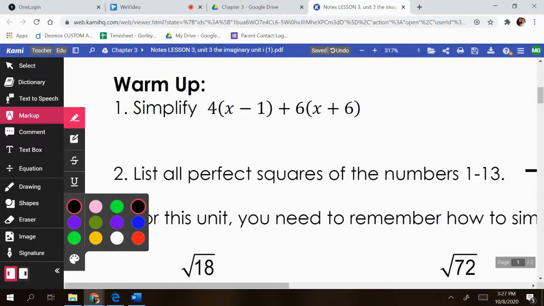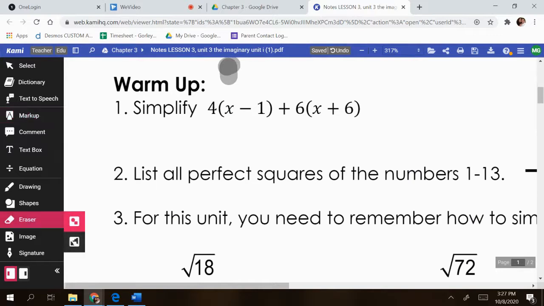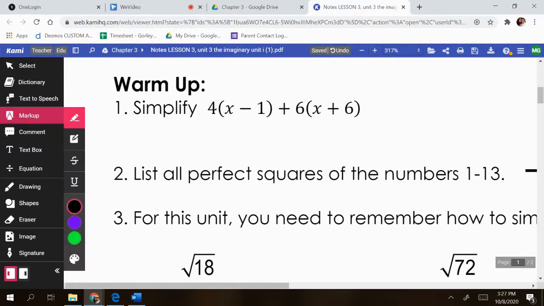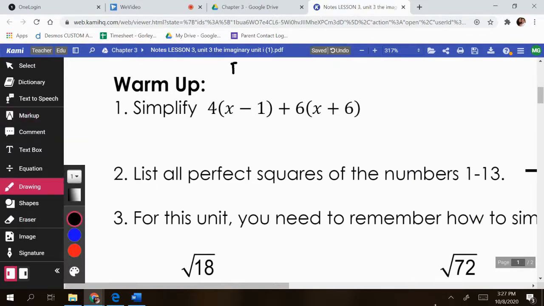Okay, we want to simplify this expression. We want to make sure we're using the correct order of operations. I'm going to use PEMDAS to help me. We always do parentheses first, then exponents, multiply, divide, add, and then finally subtract. Okay, multiply, divide, add, and subtract, those steps are interchangeable. All right, so we're going to worry about simplifying what's inside the parentheses first.